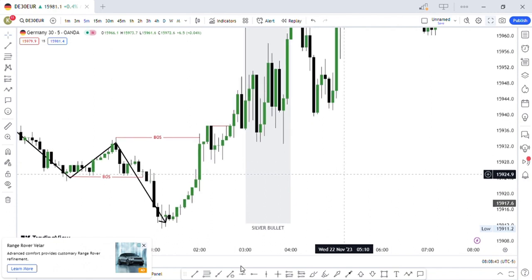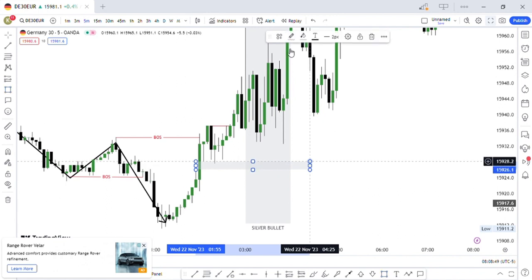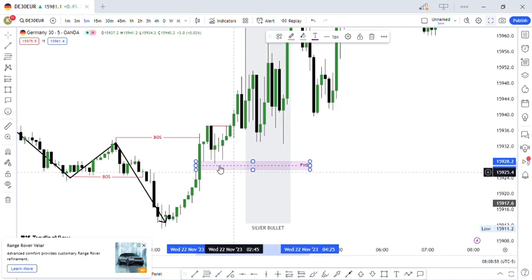So on the 5 minutes, we have this fair value gap here, approaching it, but it's highly unlikely that the market might come back to this fair value gap because it already tapped into this fair value gap and went up. So the market broke structure and came back into the fair value gap before going higher and breaking this high. So the market is unlikely to go back into this fair value gap. Let's go to the 1 minute time frame and see.